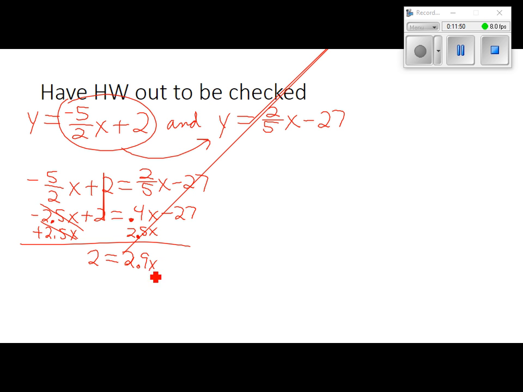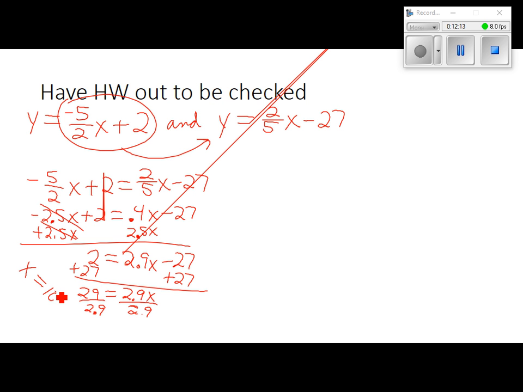What's 2.5x and 0.4x give you? 2.9x minus 27. Add 27 on both sides. What's 2 and 27 give us? 29. Equals 2.9x. Divide both sides by 2.9. X equals 1. Be careful. 10. X equals 10.